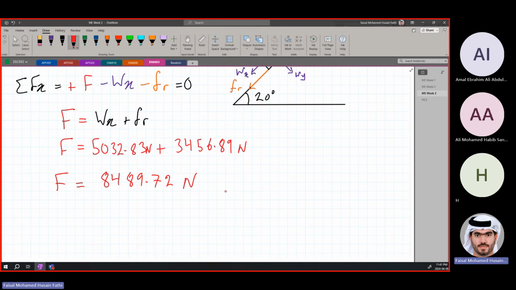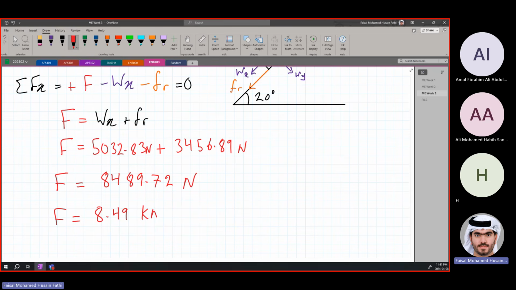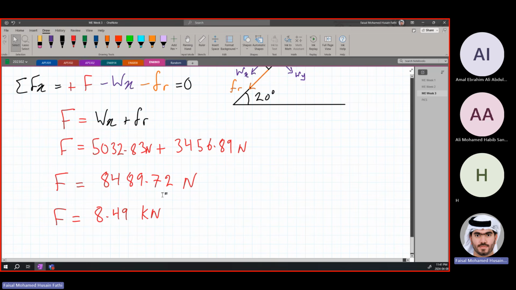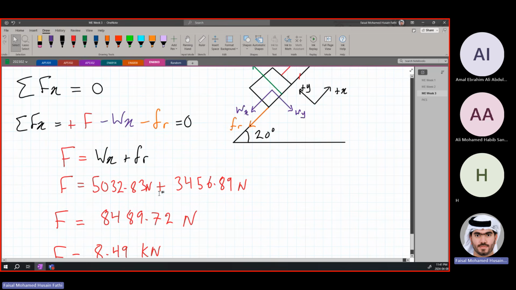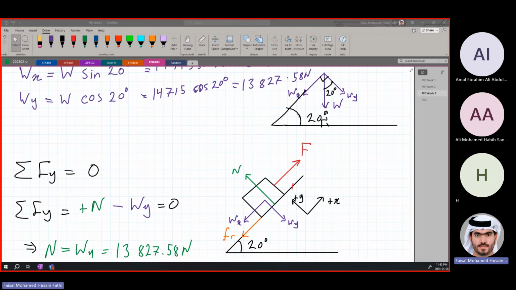It's going to be 8489.72 newtons. Another way you can write this down is in kilonewtons, as 8.49 kilonewtons. Sometimes you might write it in this way, sometimes in this way. All I did was divide by 1000 so I can change the unit. Both answers are correct. You don't need to worry too much about that. But as you can see, the solving is almost exactly the same as any other case.